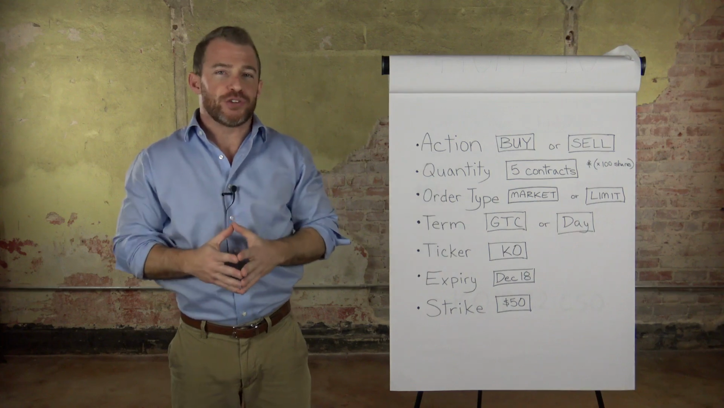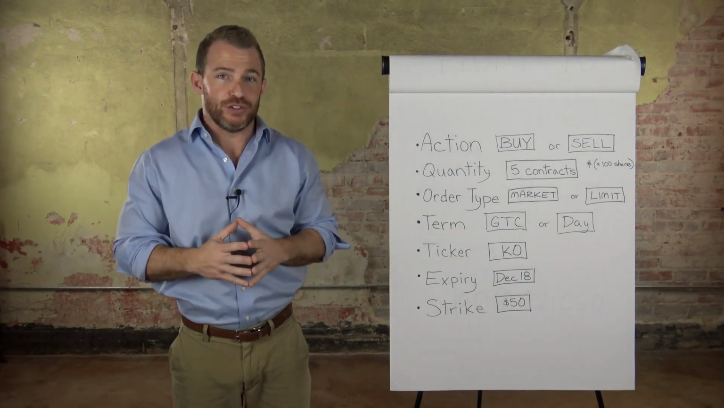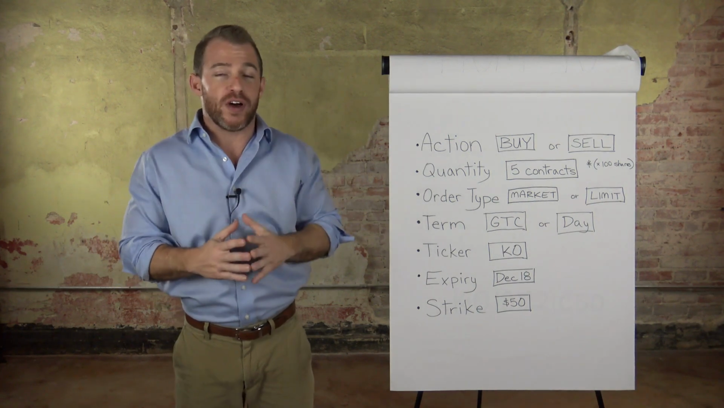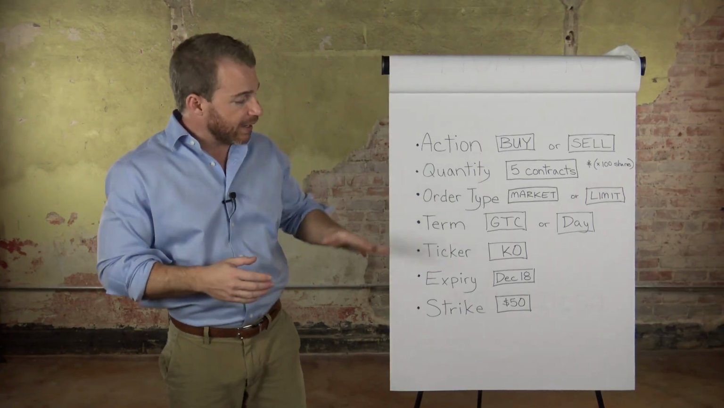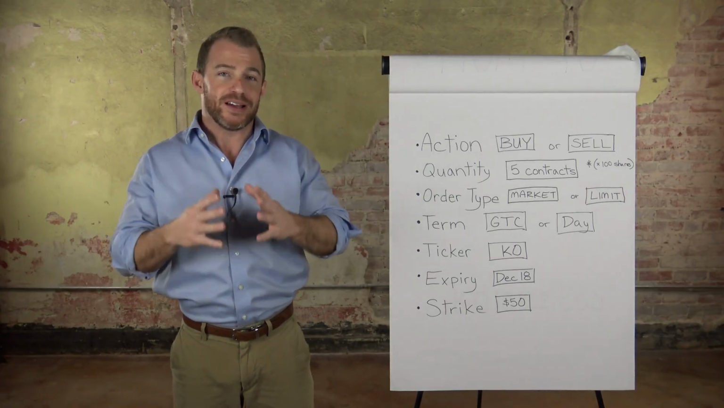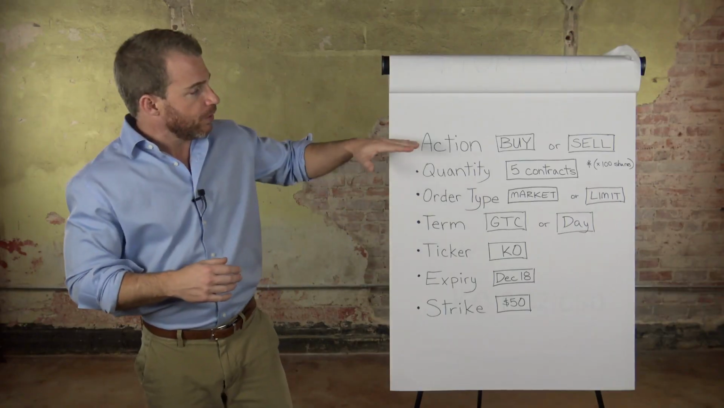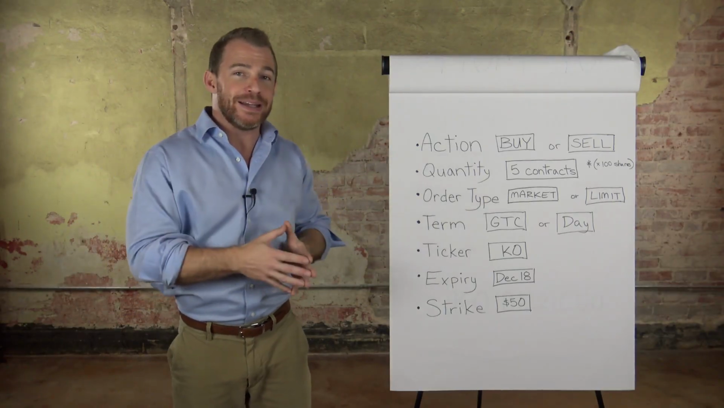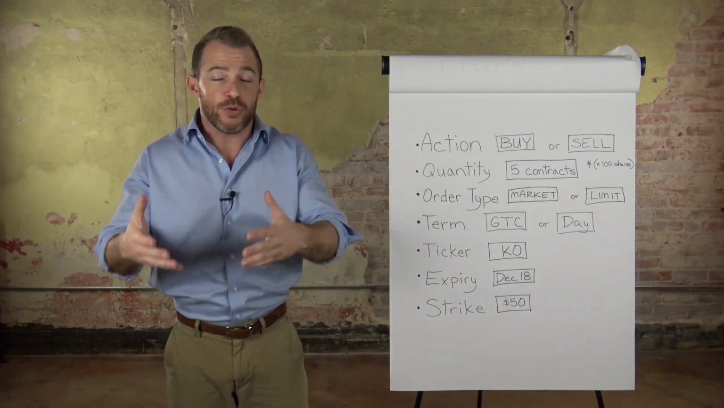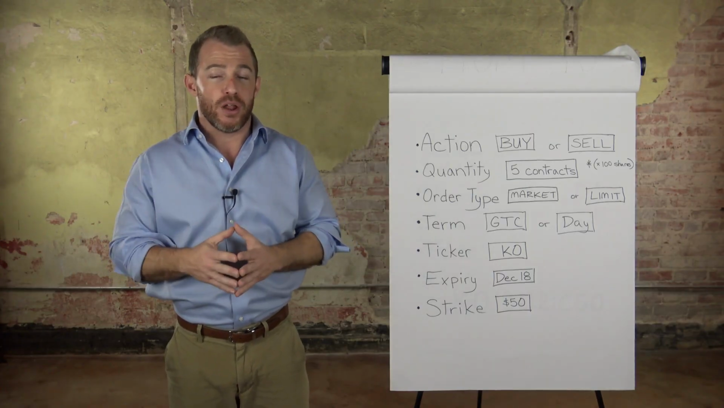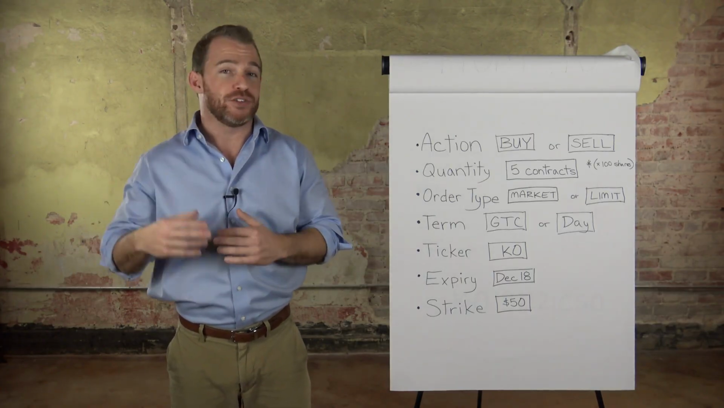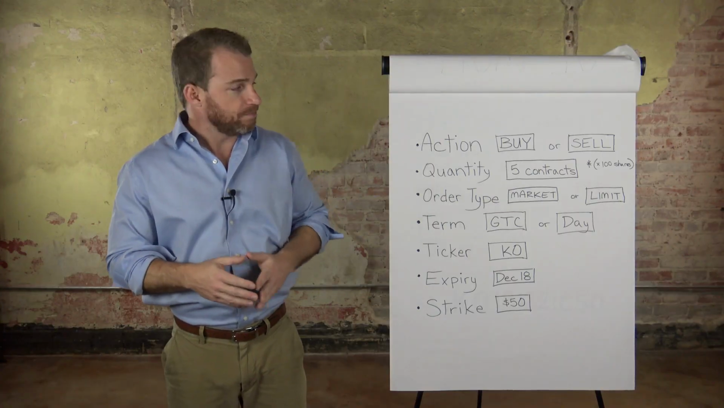So on your order page, you're going to see a set of basically check boxes usually. And the first 4 or 5 of these are the same thing you'll see with a stock, but the last couple are different and they're unique to options. We'll go through them all. The first is the action. Are you looking to buy or are you looking to sell? So if you're getting into a trade, you want to buy that call option. When you're looking to take profits or get out, you're going to select to sell it.